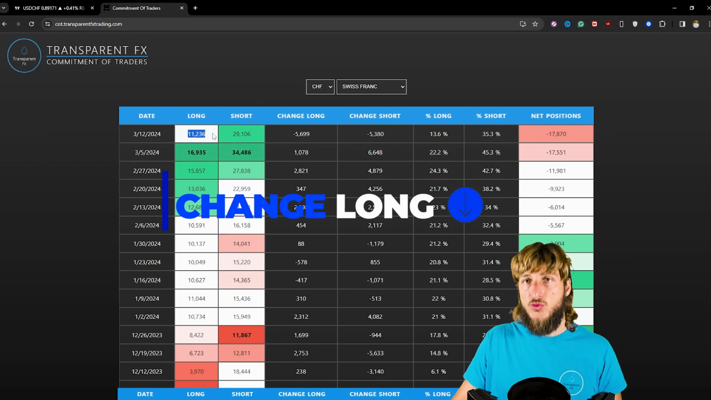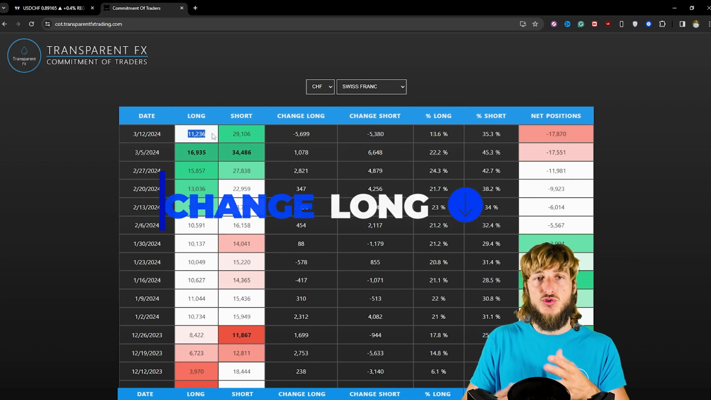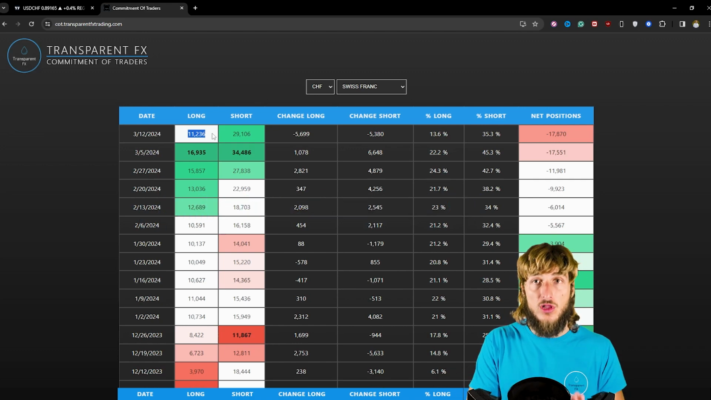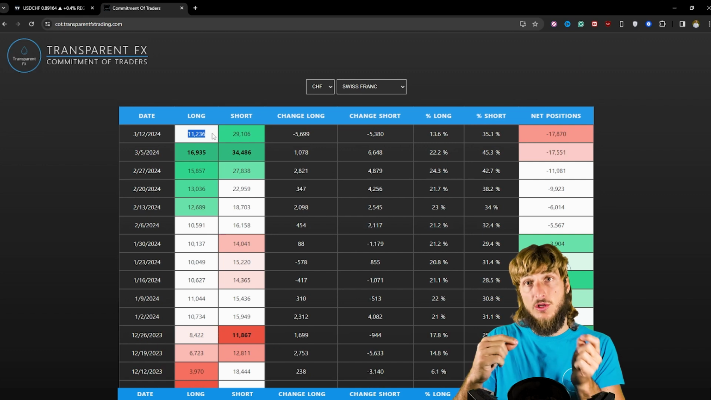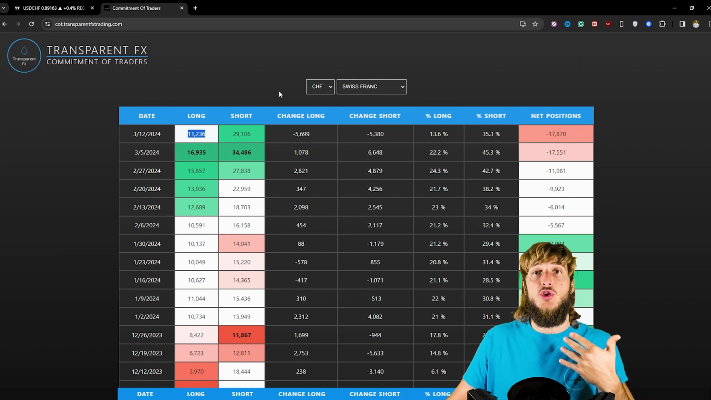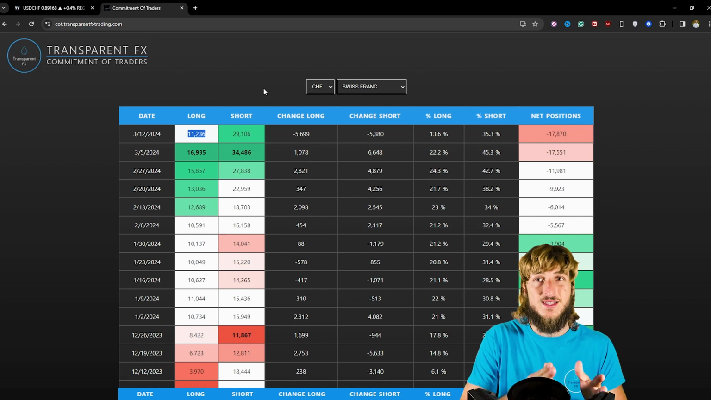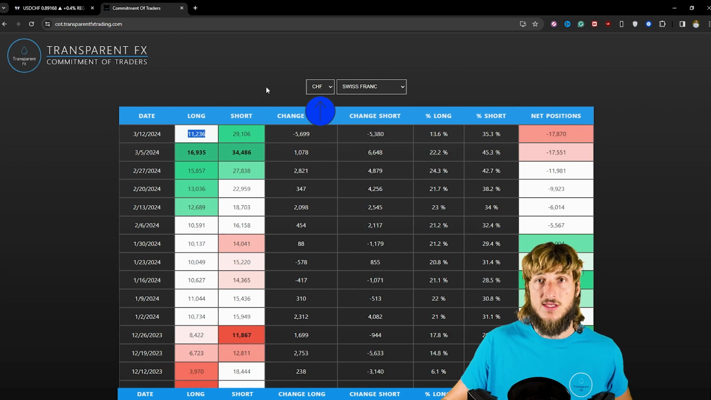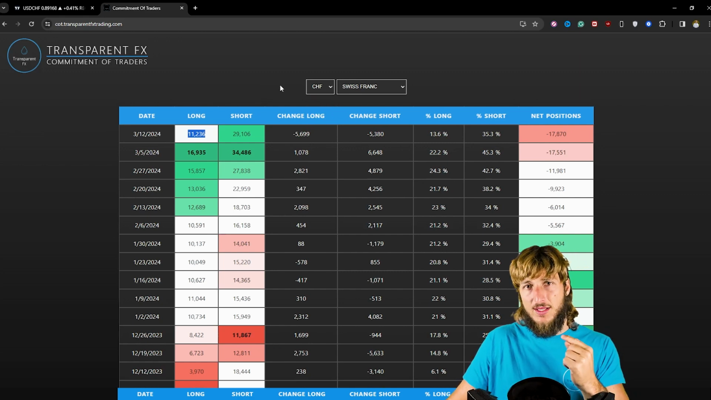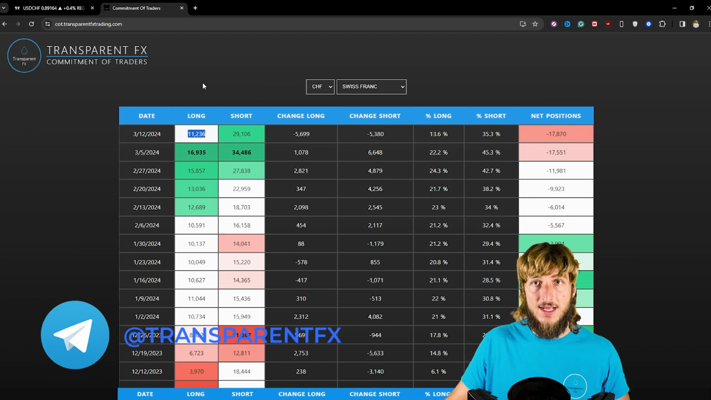down to 11.2K, which means that institutions have been increasing their longs on USDCHF and decreasing their shorts. Therefore, USDCHF has definitely been getting stronger because institutions are shorting aggressively the CHF. Now, keeping that in mind, let's move back to the technical side of the market.